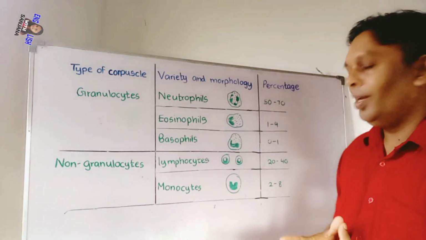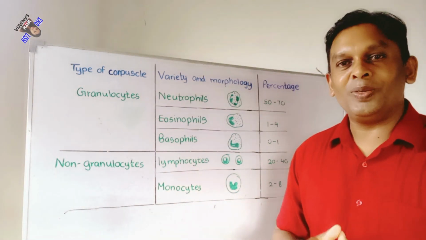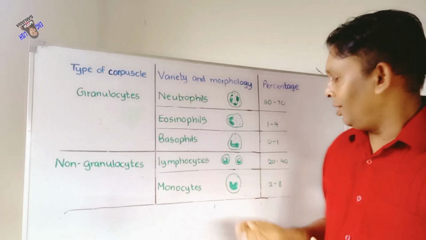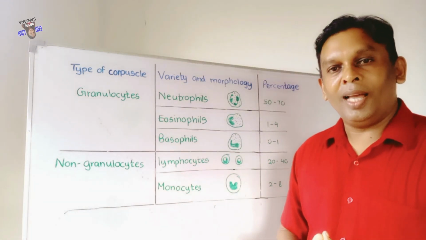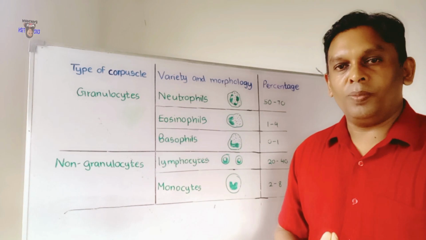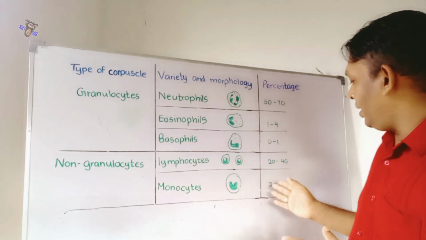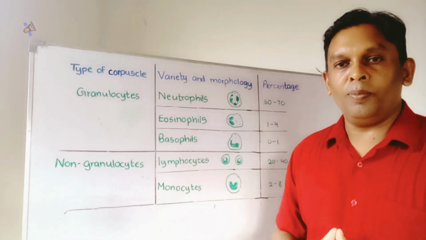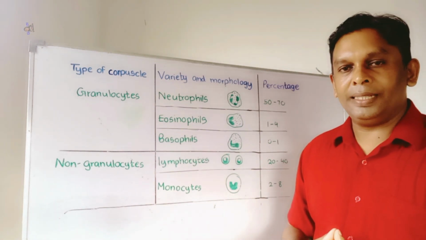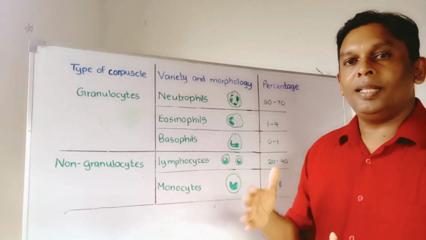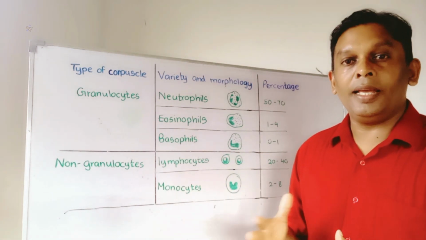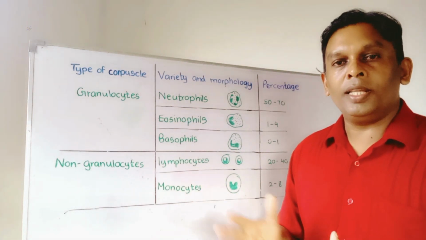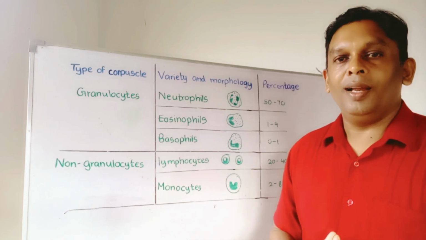The last one, monocytes. This has a bilobed nucleus. This monocyte also has a nucleus with two lobes. Its percentage is 2 to 8% out of the total volume of WBC. When you think about the percentage, neutrophils have the highest percentage out of all the other varieties of WBC.